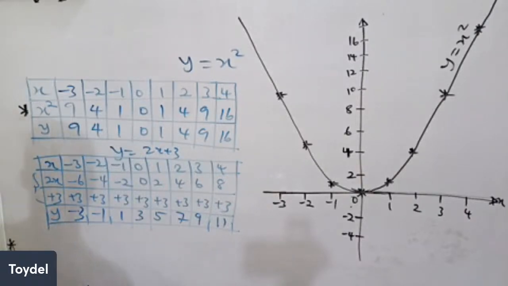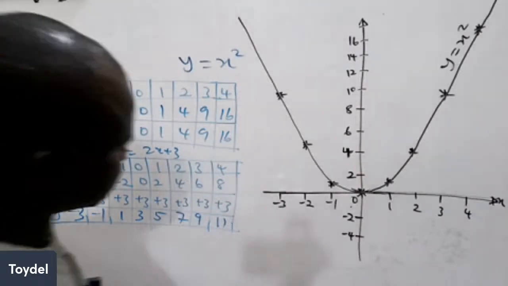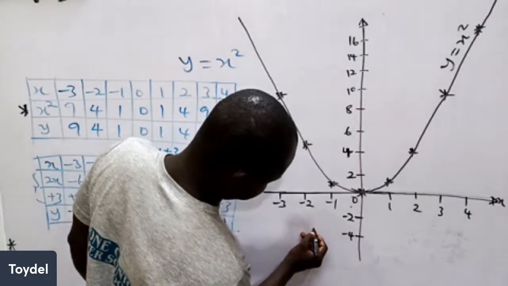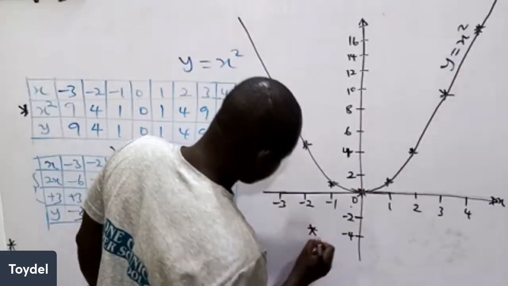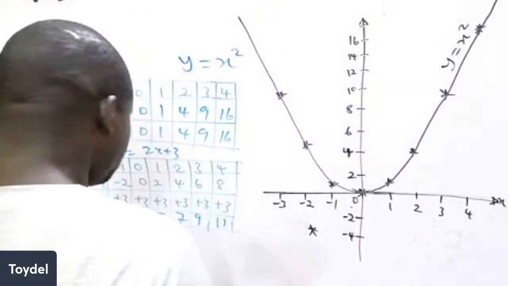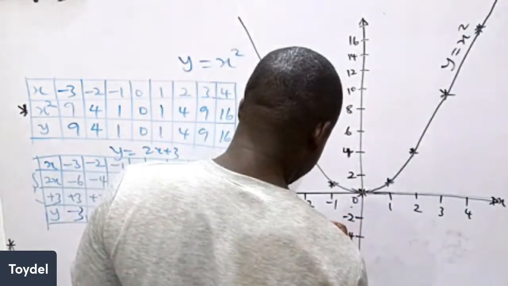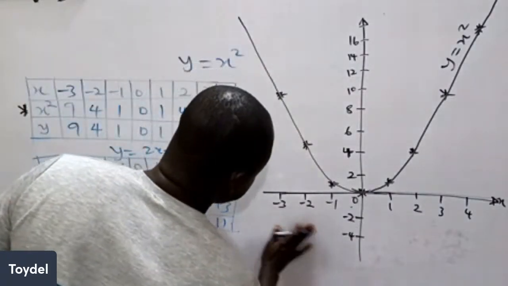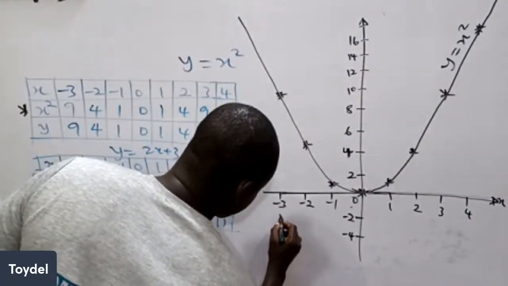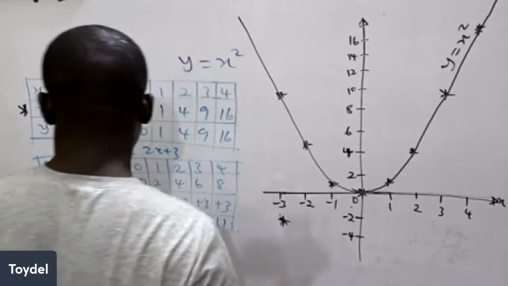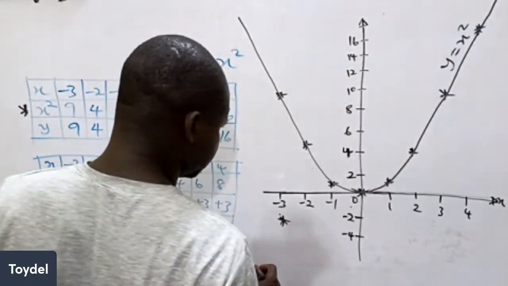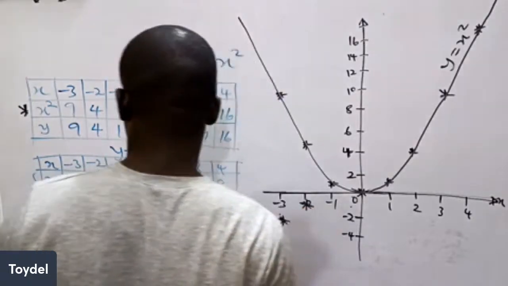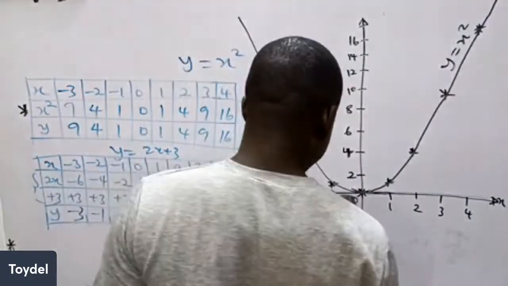When x is minus 3, y is minus 3. Something around this nature. When x is minus 2, y is minus 1. When x is minus 1, y is 1.